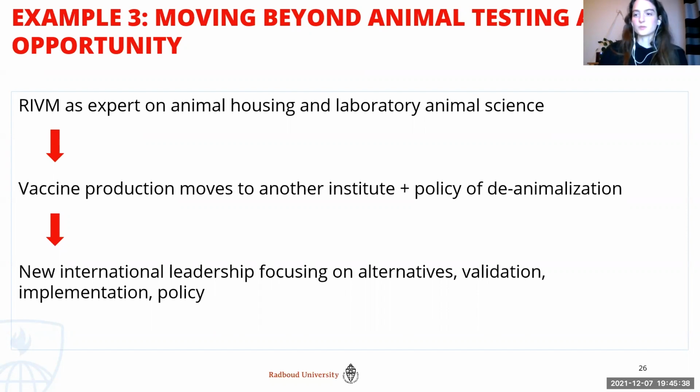And then they saw, well, we have an opportunity if we focus on 3 R's and alternatives and what is needed right now in the international community, then there is a place for a new international leadership position, but focusing on alternatives and validation, implementation, policies. There are all kinds of European working groups on 3 R's policies and implementation and validation. So they found a new international position.